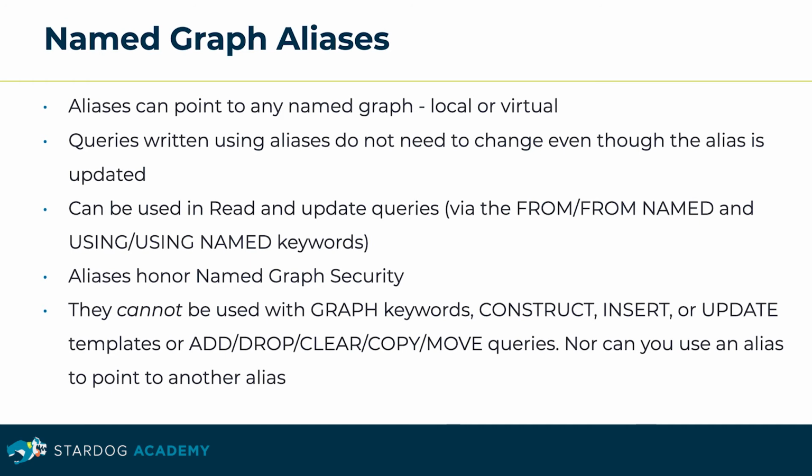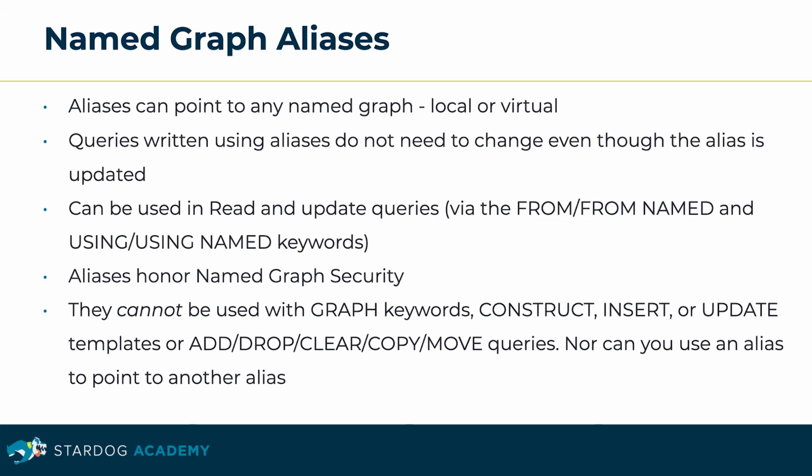They can be used in both read and update queries via the from or the from named and using or the using named keywords. Stardog named graph aliases honor named graph security. Please note, they cannot be used with graph keywords, construct, insert, or update templates, or add, drop, clear, copy, or move queries. Nor can you use an alias to point to another named graph alias.